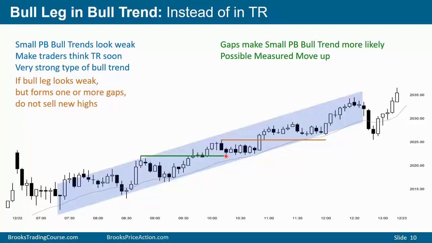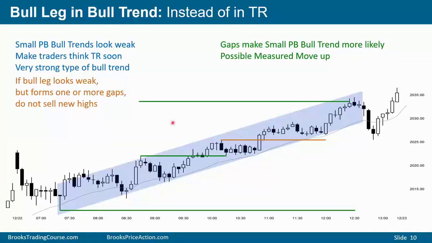If the market's forming gaps or negative gaps, just a little bit of an overlap, do not sell at prior highs and scale in higher because you will lose money. For example, if you sold this high and scaled in higher, it never came back below the breakout point, and you would have had to buy back your short with a loss. You would lose money. It's a small pullback bull trend, not a bull leg in a trading range.